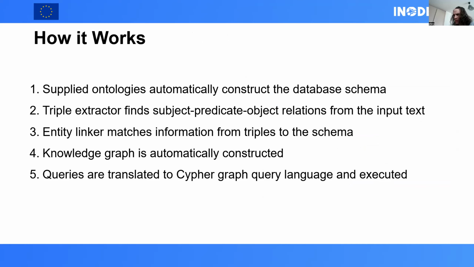The way that the overall system worked, as I showed in the second half of the demonstration, is that the ontologies, which are constructed in a simple JSON format, are fed into the system, and these automatically construct the schema of the database. And then the triple extractor system finds subject, predicate, object relations from the input text corpus. The next step in the pipeline is an entity linker, which uses the schema and the triples, matches the information together, and then constructs the knowledge graph using this. When you are querying the database, the natural language queries are translated into the Cypher graph query language and executed.